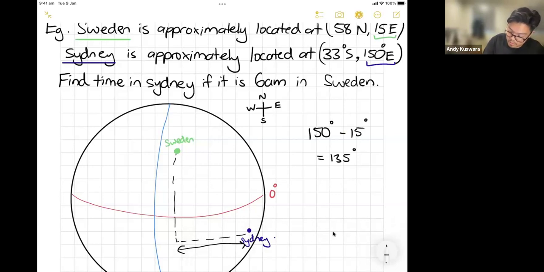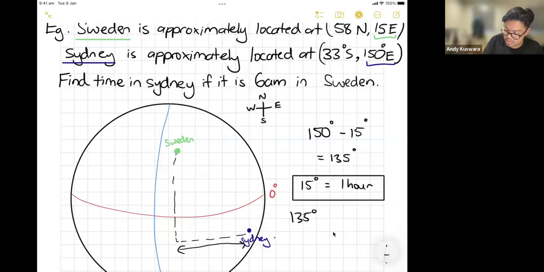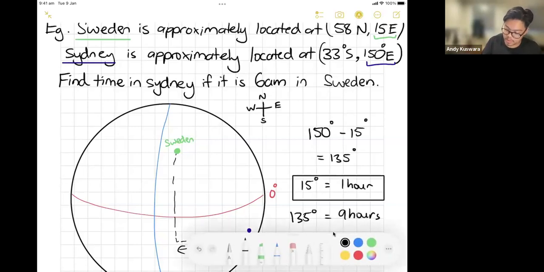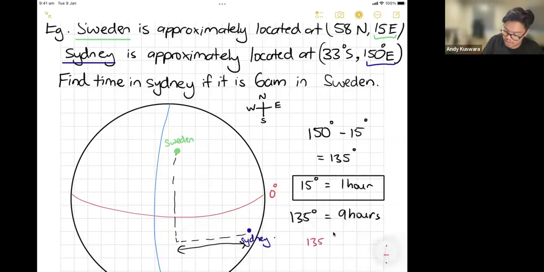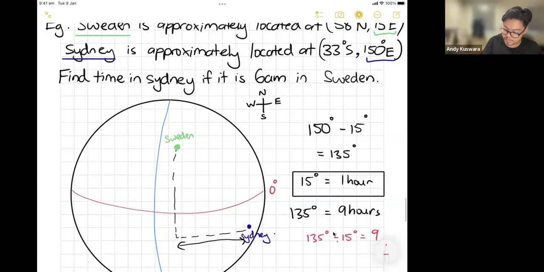Now, what I do is I remember that 15 degrees equals 1 hour. This is my standard rate. But if I'm talking about 135 degrees, I recognize that that is a 9-hour difference. And the way I did that was mathematically. I hope you guys are catching on. It's just 135 divided by 15. That gives you 9. Okay, so now I know it's a 9 hour difference.